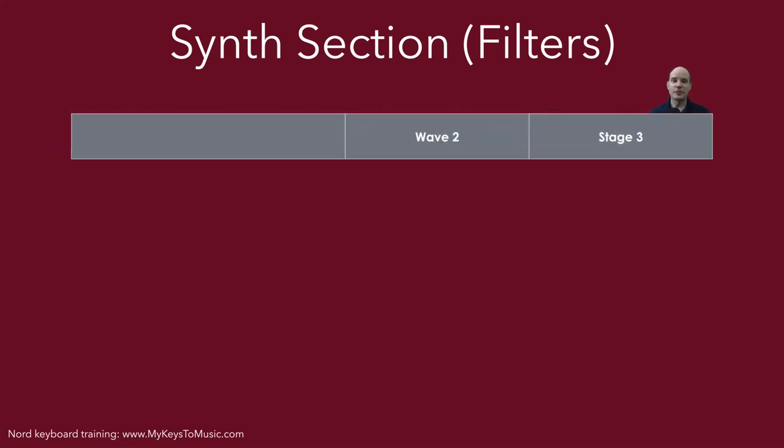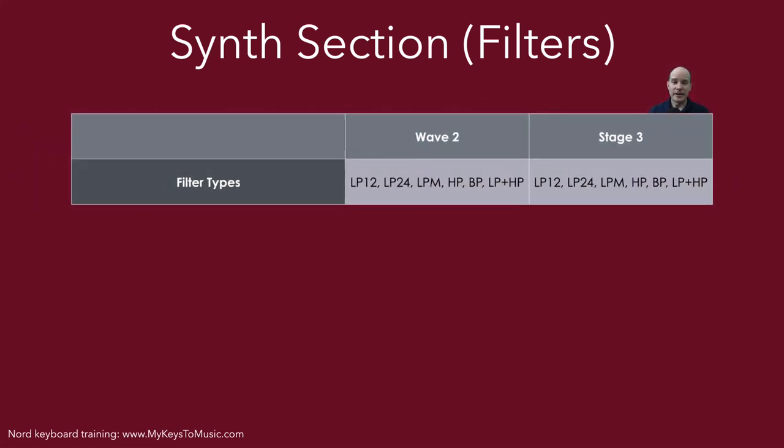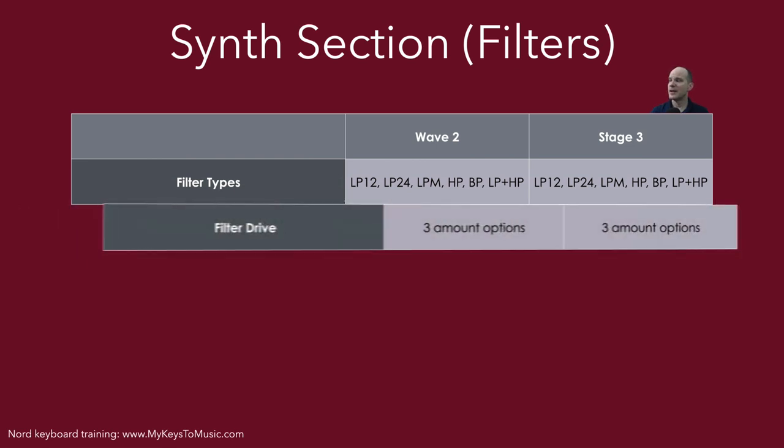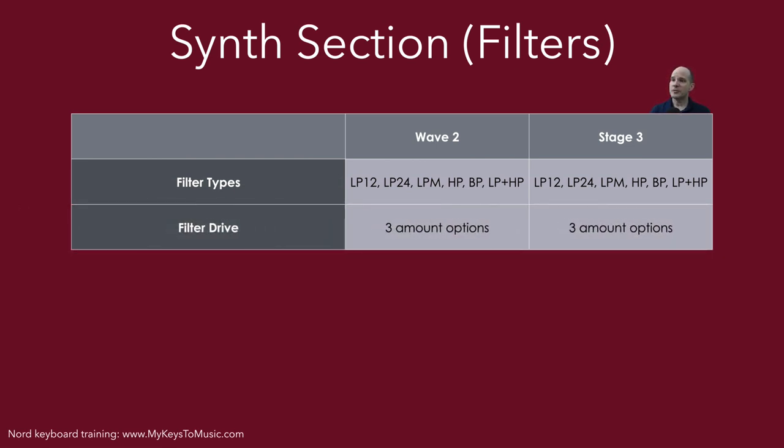Okay, now we come to the filter section of the comparison. Well, interestingly enough, they both have identical filter types. That would be the LP12, the LP24, the LPM, which is the Moog type emulation filter. Then they have a high pass, a band pass, and a low pass and high pass combo. Those are identical in that respect. They both offer the same features there. They both have a filter drive option with 3 amounts.